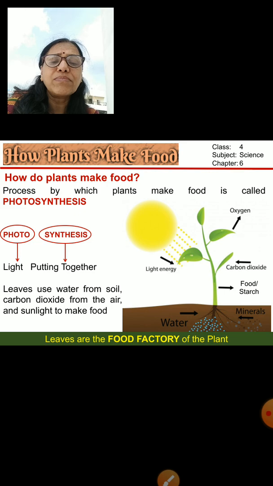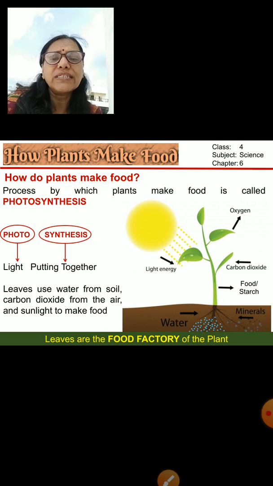And where does it happen? It happens in the leaves. Okay, the leaves produce the food for the plants, and so leaves are also called the food factory of the plant. And I'll just brush up your knowledge which we have already done.